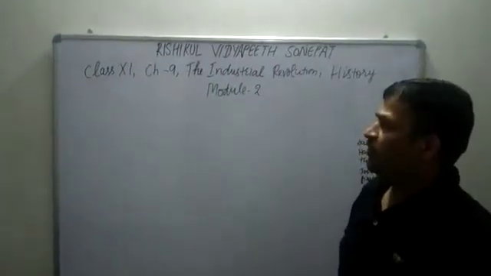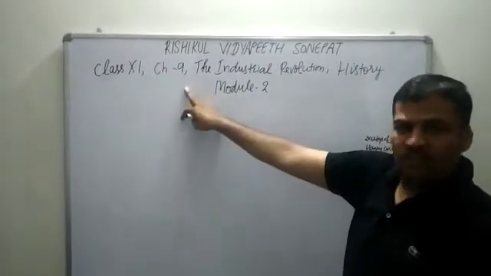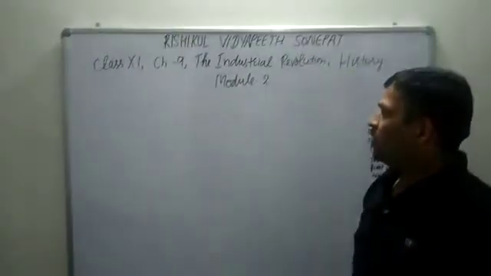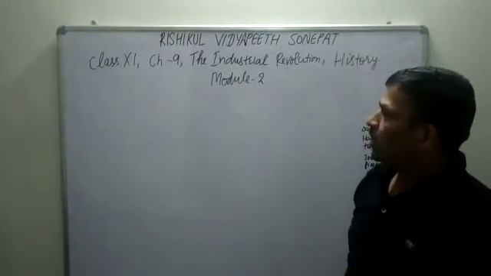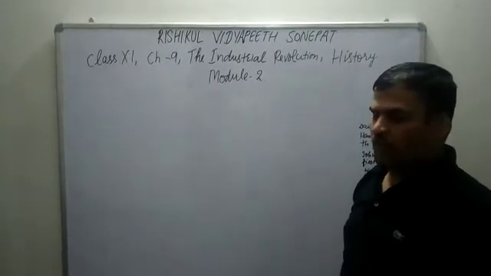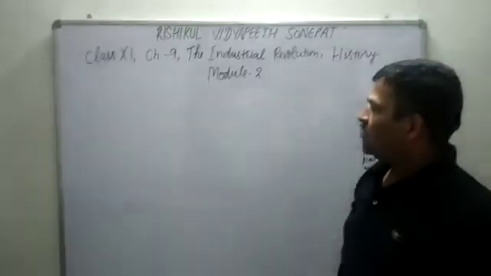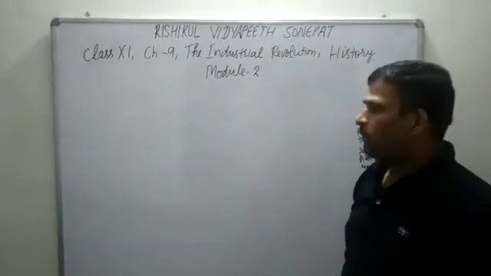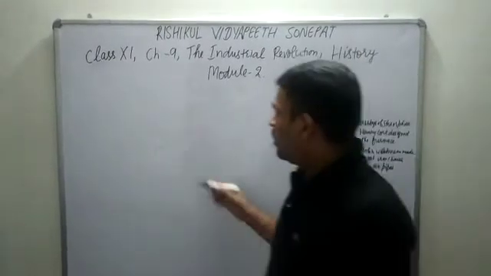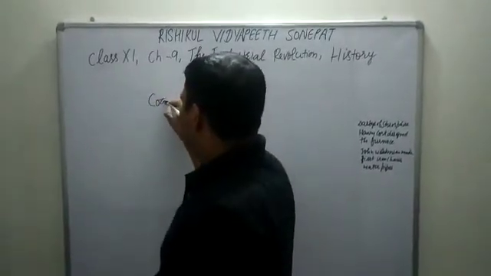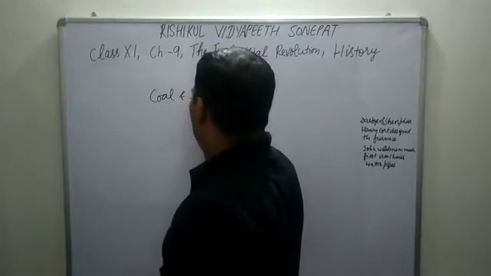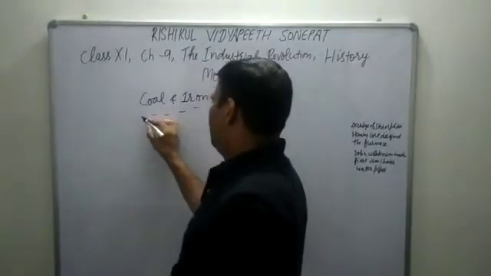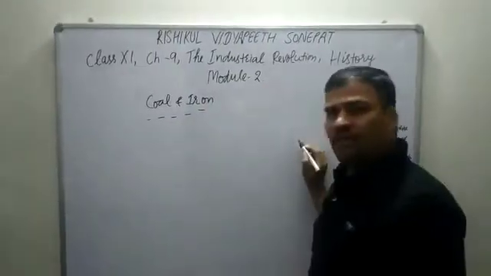Welcome to online teaching. We are discussing chapter 9, the Industrial Revolution. This is module 2. In the first module, we discussed that the Industrial Revolution started in England. Now here we will discuss some of the materials that helped the Industrial Revolution.